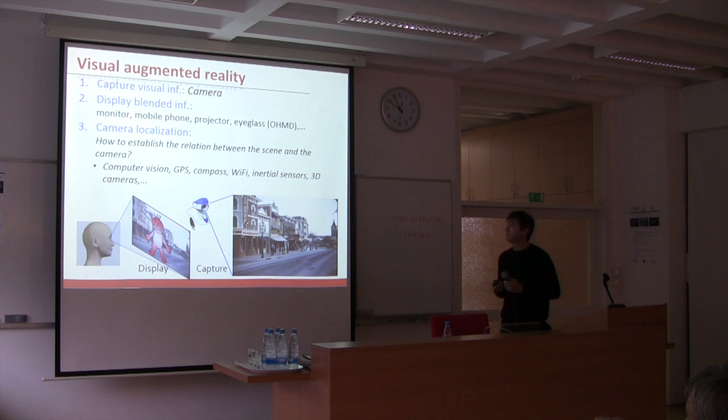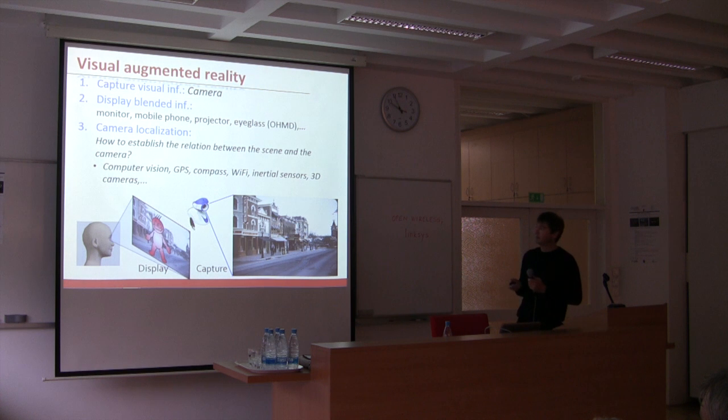So what to say more about visual augmented reality? Basically the main problem is the camera localization. So how to establish a relation between the scene and the camera. And for this we can use either computer vision techniques, as we will see in the following, or some sensors, typically GPS, inertial sensors, and so on.